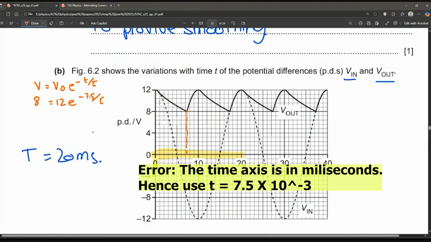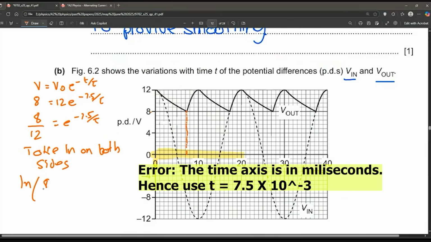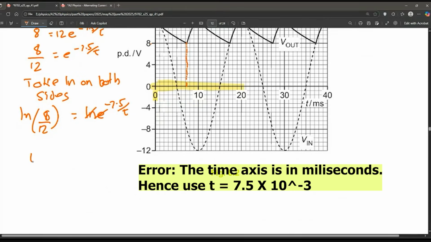Can you calculate tau? Yes, very easy. Bring 12 to the other side. क्या हो जाएगा? 8 divided by 12 is equal to E minus 7.5 divided by tau. Take ln on both sides. What will happen? ln 8 divided by 12 is equal to ln E minus 7.5 divided by tau. Cancel, cancel. क्या आ जाएगा आंसर? Tau is equal to negative 7.5 divided by ln 8 over 12.